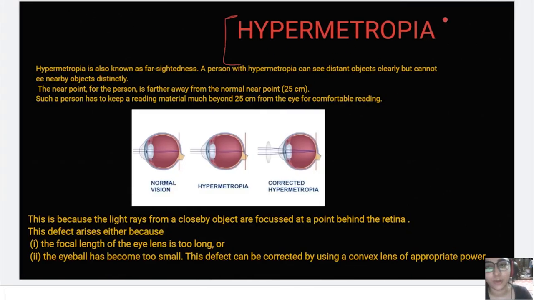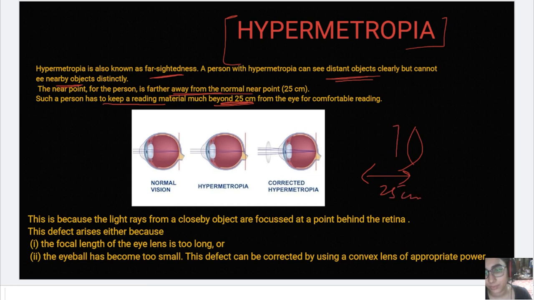Hypermetropia is exactly the opposite. It is known as farsightedness. A person with hypermetropia can see distant objects clearly but not nearby objects. So the near point is farther away from the normal near point, obviously. Such a person has to keep a reading material much beyond 25 centimeter for comfortable reading. If this is the eye and this is 25 centimeter, then the person has to keep the object here to be able to see it clearly. And that is not always comfortable because the head starts paining also.